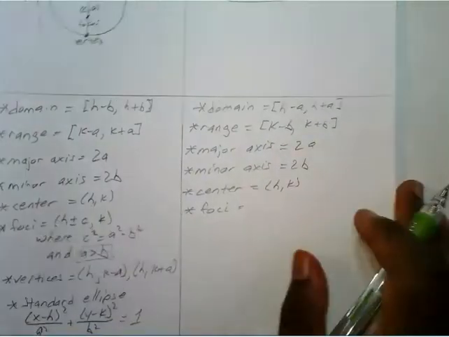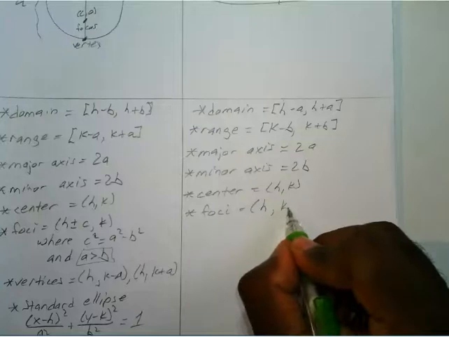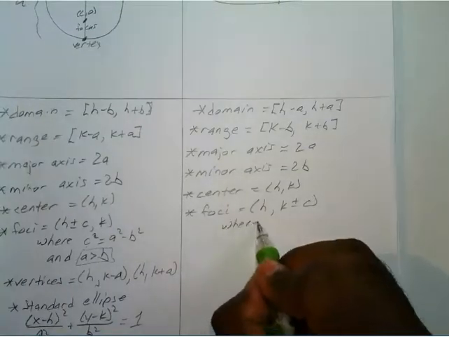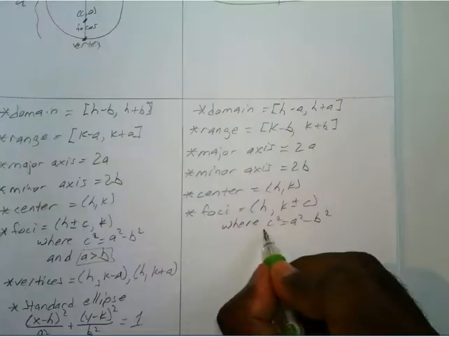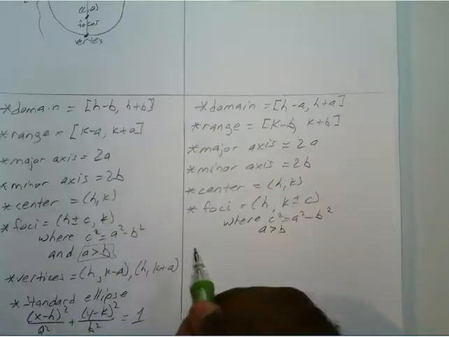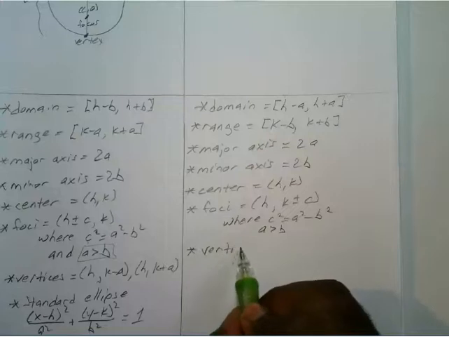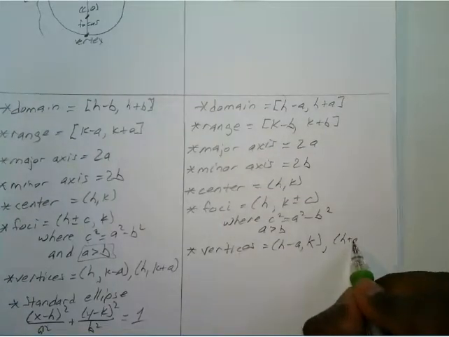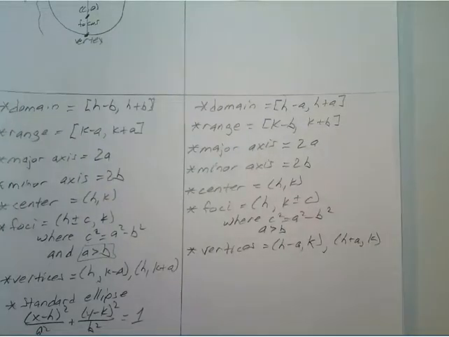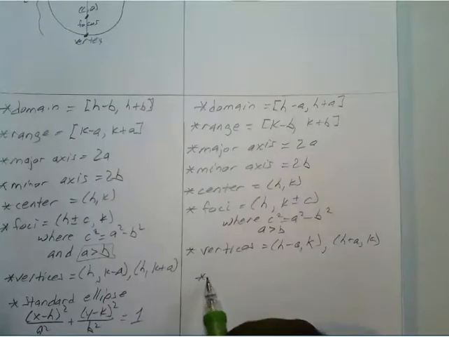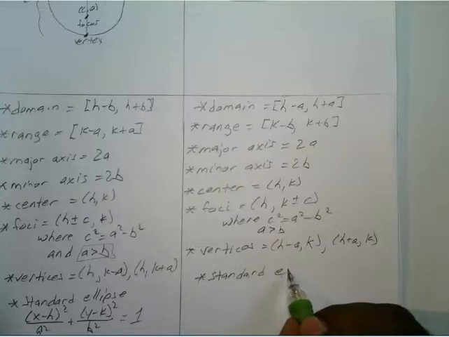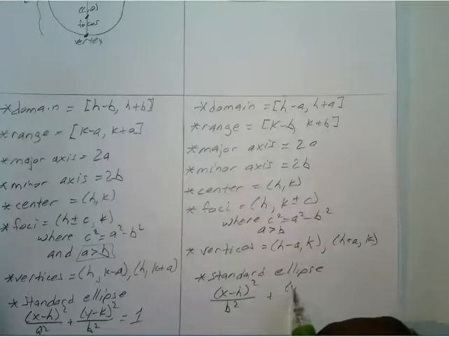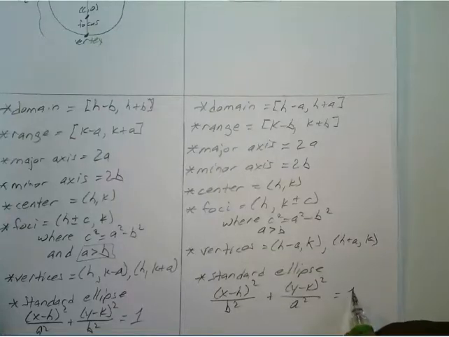Your foci are going to equal (h, k plus or minus c). Okay, and of course that's where c squared is equal to a squared minus b squared, and a is greater than b. Okay, your vertices are going to equal (h minus a, k) and (h plus a, k). Okay, which means for your standard ellipse formula, you have (x minus h) squared over b squared plus (y minus k) squared over a squared equals 1.